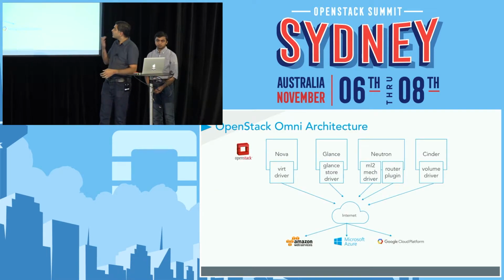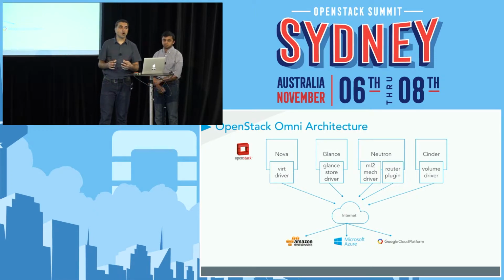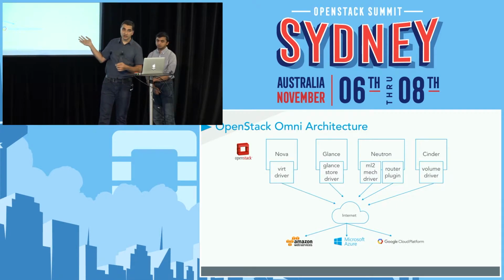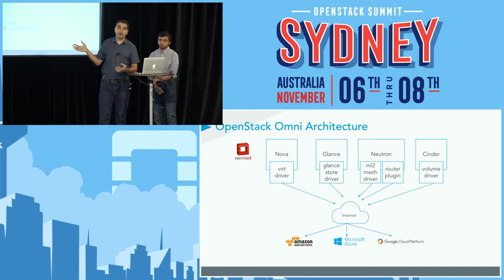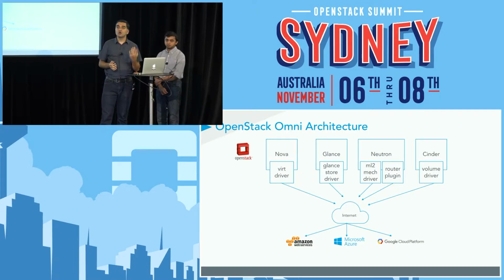Now, Omni architecture is pretty straightforward. Omni provides a driver for each of the OpenStack projects. So we have a driver for Nova, which can talk to AWS, another driver which can talk to Azure, and so on. And the same concept stretches across Glance, Neutron, and Cinder. So basically, a Cinder driver of Omni can create EBS volumes on AWS, or GCE volumes on Google.